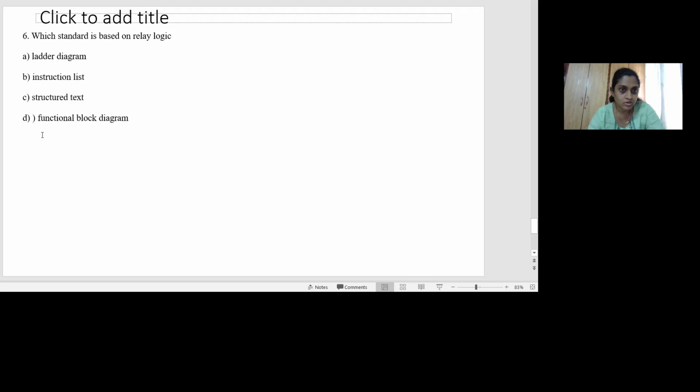Next question would be, which standard is based on relay logic? The choices are ladder diagram, instruction list, structured text, functional block diagram. The answer for this is ladder diagram, that is choice A. So your ladder diagram was modeled based on the relay logic.